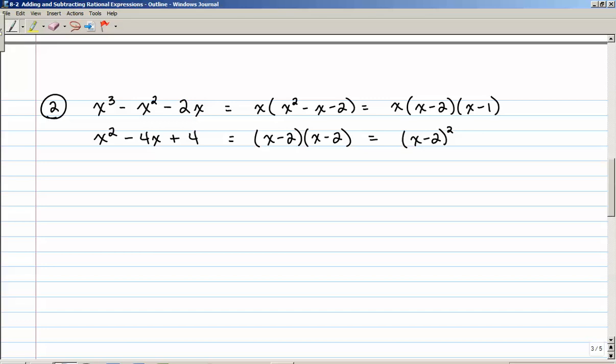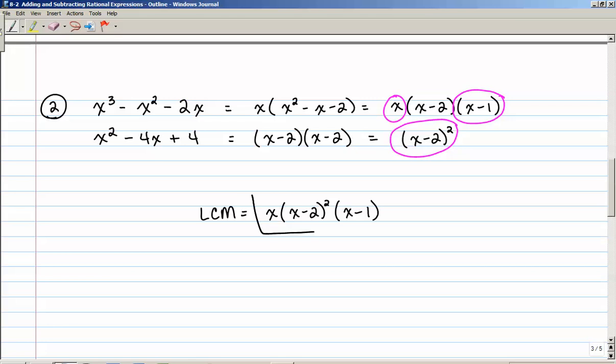So looking at these factored expressions, I believe I have 3 distinct factors. I have an x, I have an x minus 2, which appears in both of them, and I have an x minus 1. So I need to choose each factor the greatest number of times it appears. There is only one x. For the x minus 2's, there's actually 2 of those, so I'm going to keep this one, and there is only one x minus 1. So my least common multiple is going to be x times x minus 2 squared times x minus 1. That would be my common denominator if I had 2 fractions with these expressions as their denominators.